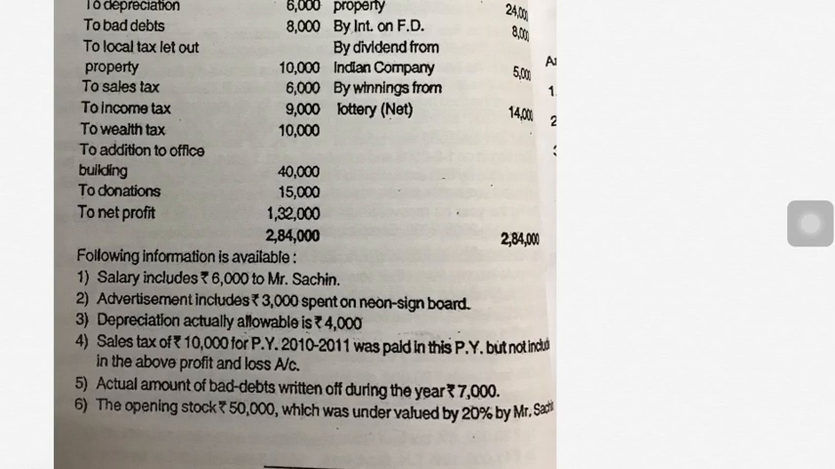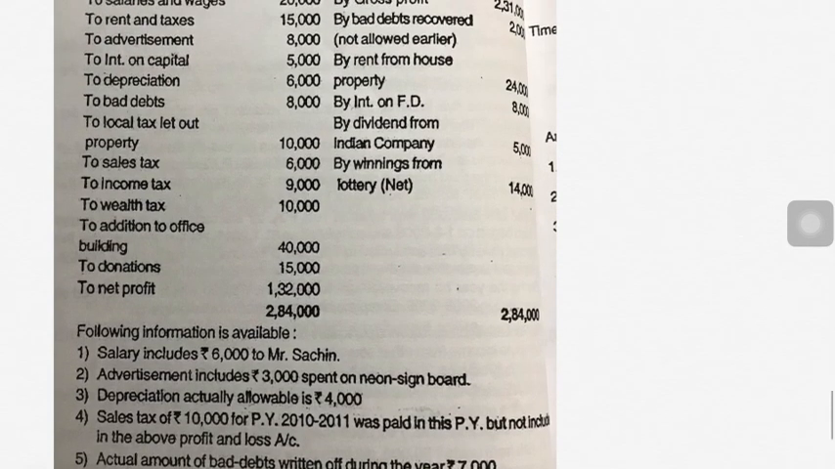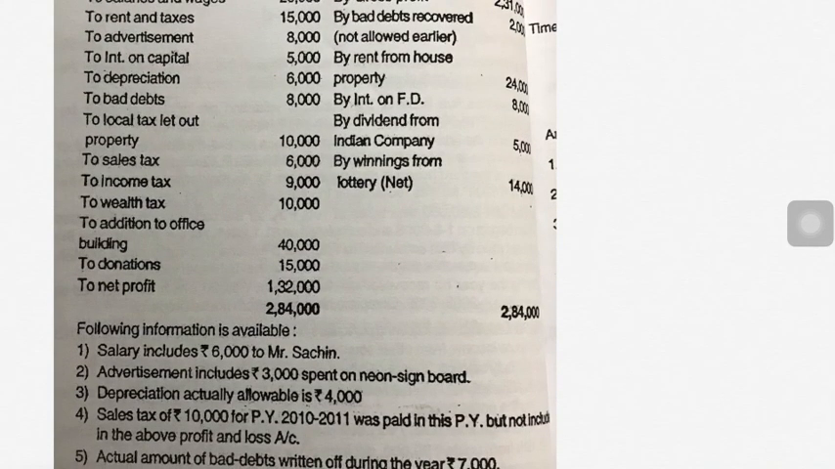Salary includes rupees 6,000 to Mr. Sachin. So salary includes 6,000 to Mr. Sachin means it is a drawing. Sachin is himself removing 6,000 from the account. So it is like a drawing, correct? It is not a salary. Owner is not paying salary to himself. When owner is removing the money, that means it is a drawing.